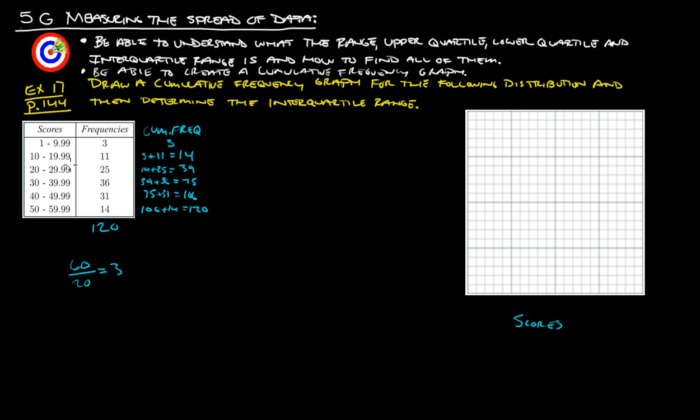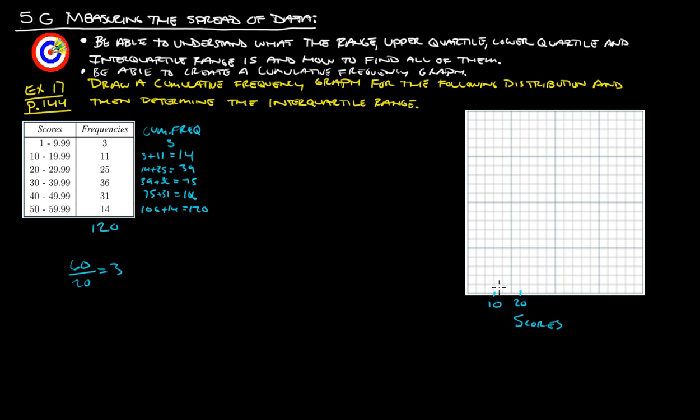So for each 10, and this goes by tens here, we should go up 3 each time. So this here is going to be 10, or basically up to 10 here. It's really at 9.99, but we'll call this 10. And then 1, 2, 3 more. This will give us 20.